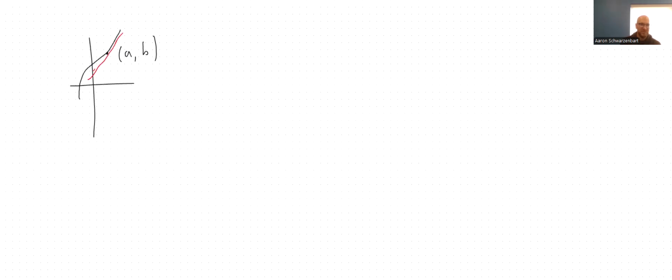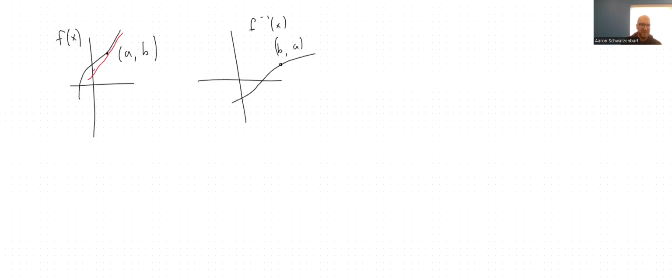My function has an inverse. Keep in mind that inverses are reflections over the line y equals x. That looks like this. At the point ba, the derivative, this is f inverse of x. This is f of x.